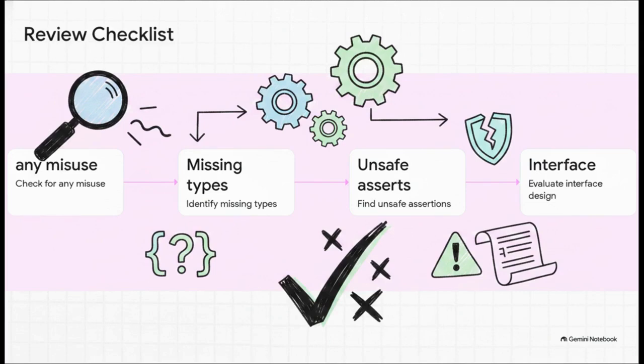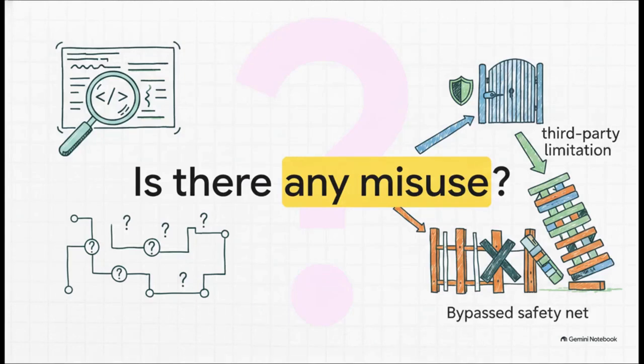Let's break these down. Putting ourselves in the active, investigative role of the code reviewer, the very first thing we have to ask is, is there any misuse present? And when I say any, I literally mean the any type in TypeScript. Using any is honestly like turning off your smoke detectors just because you burnt toast once. It turns off the type checker entirely. We've really got to ask ourselves, is the code using any because of some strict third-party limitation, or is someone just trying to bypass the safety net?